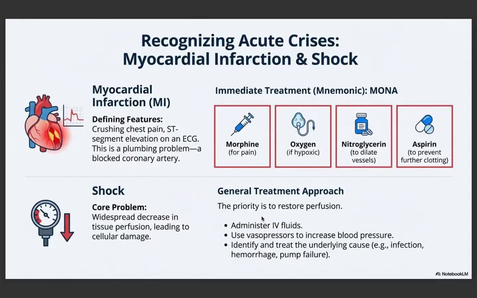But the most important thing is that shock has an underlying cause. Like you can go into septic shock, you can go into shock from hemorrhaging. So you have to make sure that you treat the underlying cause, because just administering IV fluids and giving vasopressors is not going to fix the problem.